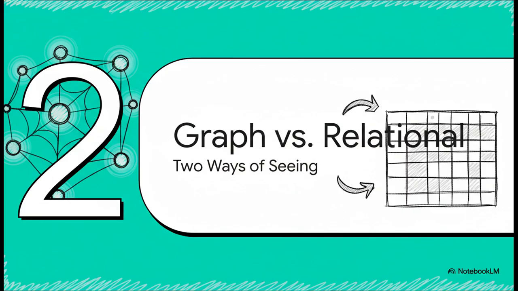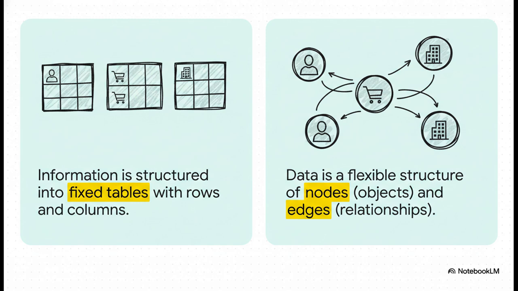So, to really get what makes graph databases so special, it really helps to compare them to what most of us are familiar with, the traditional relational database. Just think spreadsheets, tables, rows, and columns. It's a completely different way of looking at the world of data. I mean, just look at the difference in how they're structured.